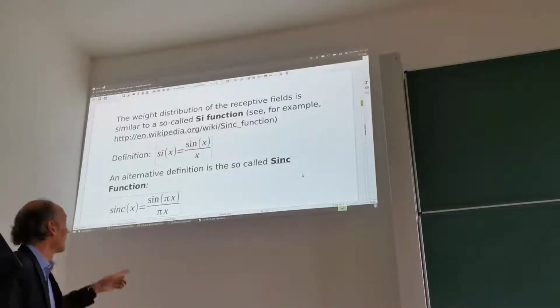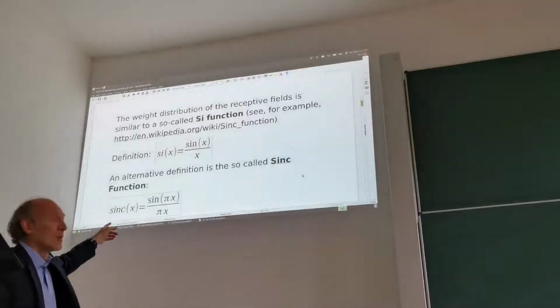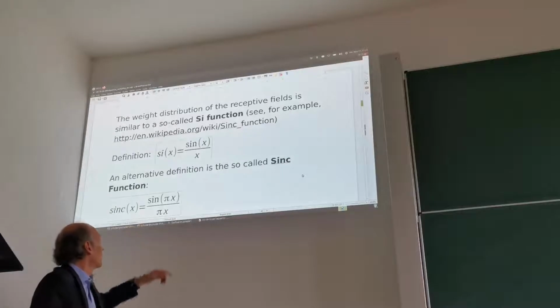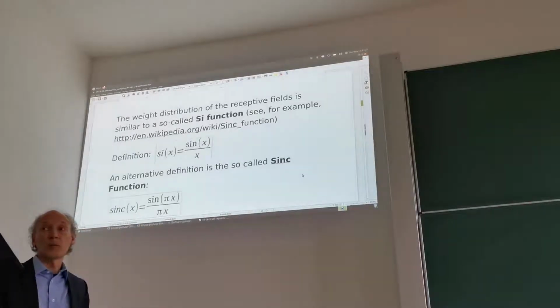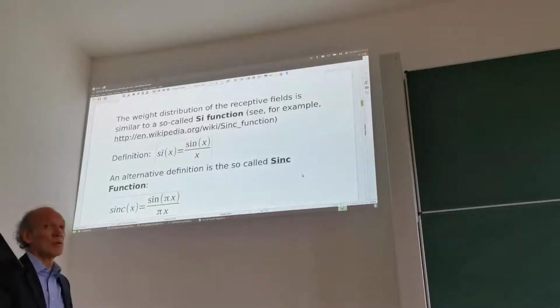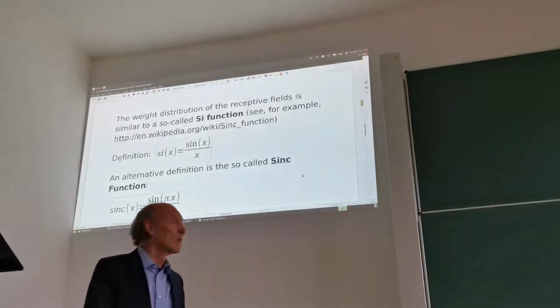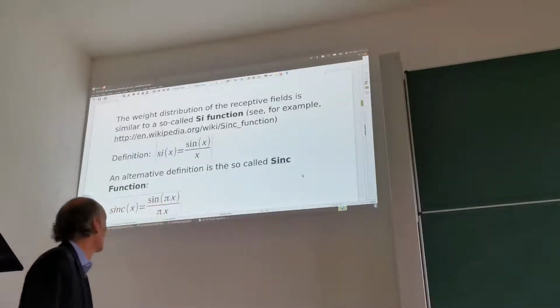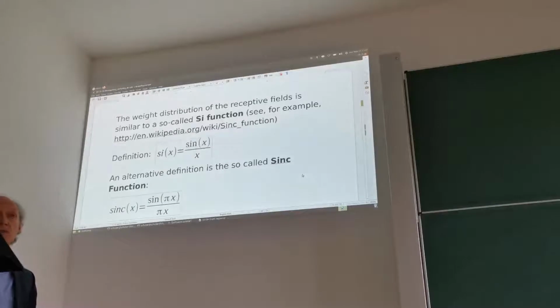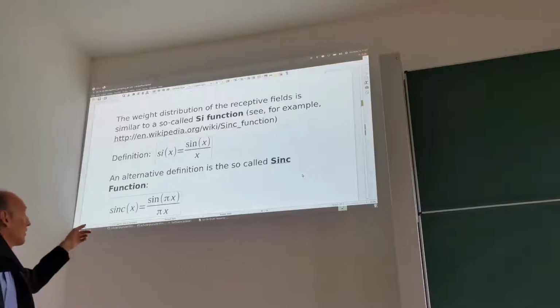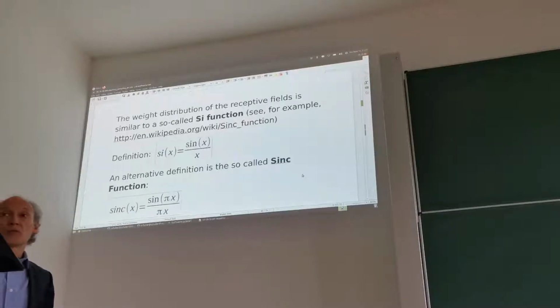And the sinc function is quite similar. It's defined as sine of pi x divided by pi x. So the only difference is this factor pi. That means they have their zero crossings at different places. The Si function has zero crossings at multiples of pi, and the sinc function has the zero crossings at integer values: 1, 2, 3, 4.